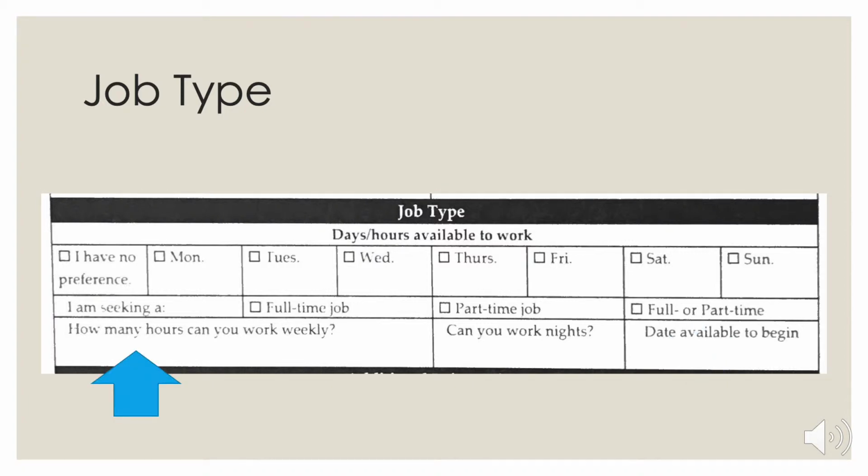The last row asks for more logistical information. This box wants to know how many hours you can work during the week, which should reflect the times that you have written 2 rows up in the circled information. Write that total in this box.